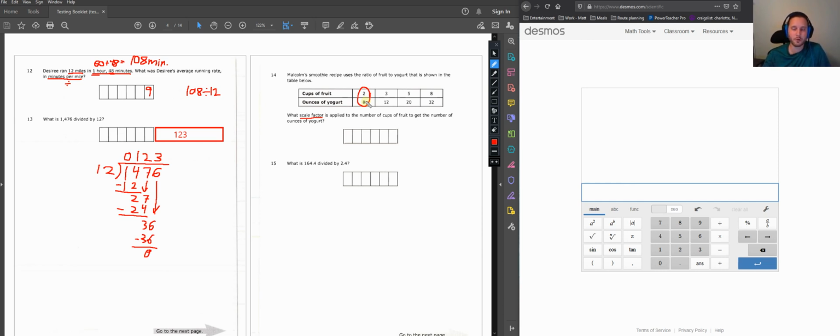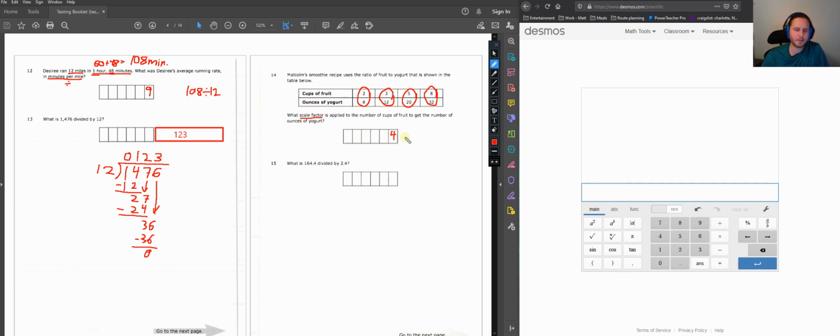So if you look at 2 and 8, most of you recognize immediately, oh, it's 2 times 4 would equal 8. And you can double check by looking at the rest of the numbers. 8 times 4 is 32, 5 times 4 is 20, 3 times 4 is 12. It works for the whole table. And that's how you know it's the correct scale factor. So for this, all we would type in is the number 4. 4 would be our scale factor.